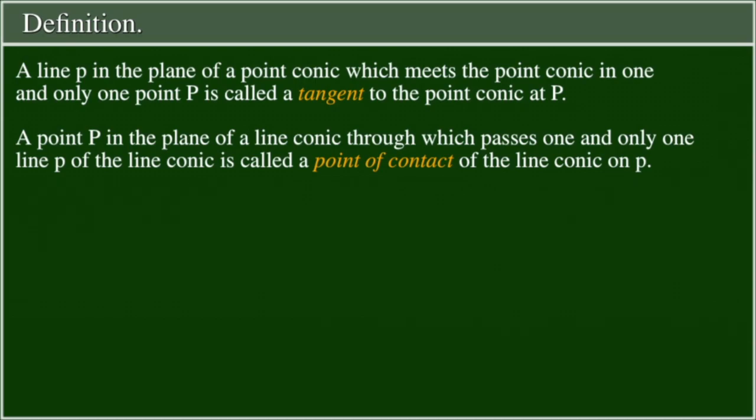Definition: a line p in the plane of a point conic which meets the point conic in one and only one point P is called a tangent to the point conic at P. A point P in the plane of a line conic through which passes one and only one line p of the line conic is called a point of contact of the line conic on p.